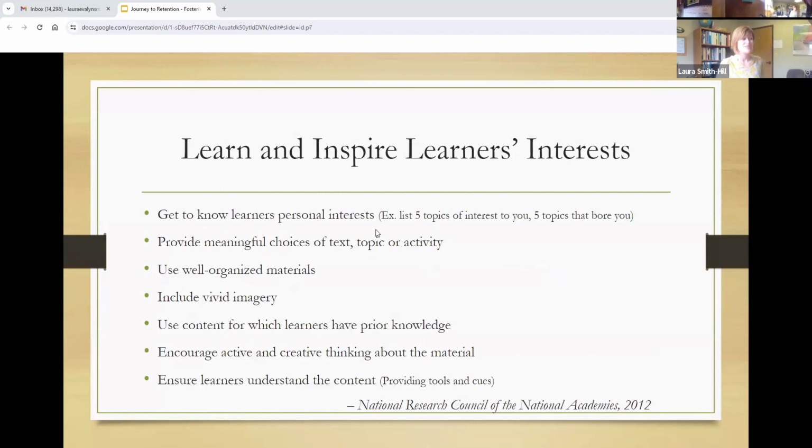The research shares these potential strategies for inspiring and learning about our students' interests, getting to know their personal interests. This would be less of an ESL topic, but there are probably creative ways to have them list 5 topics of interest and 5 topics that bore them. Was the example given by the National Research Council, providing meaningful choices of text, topic, or activity. I've seen instructors make efforts to have a few different options, or letting students have input to what order in which they learn things, student voting on topics.